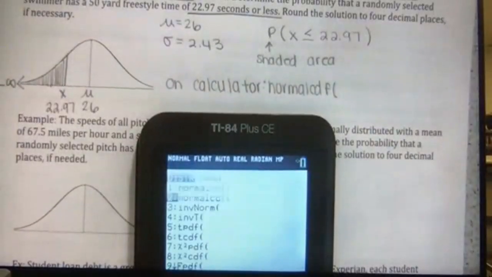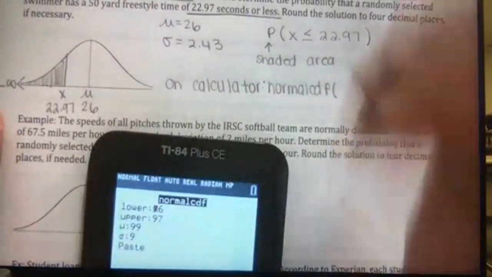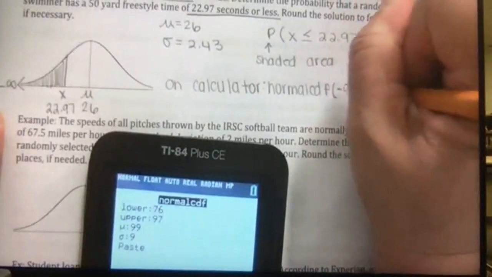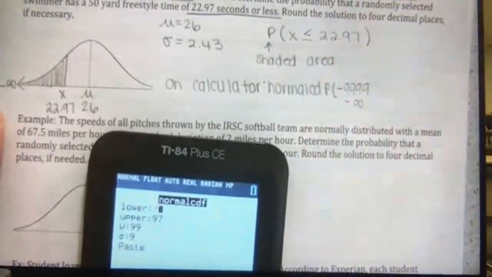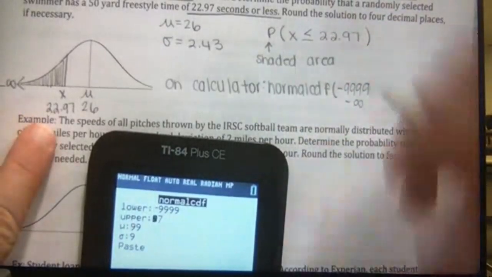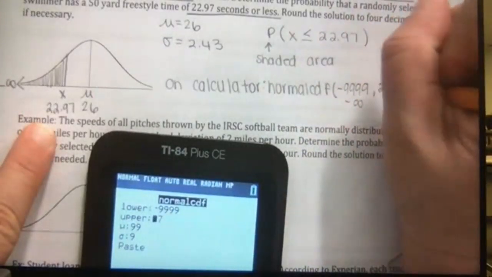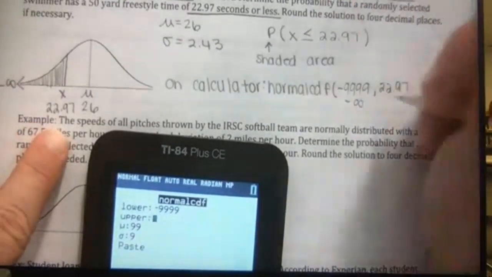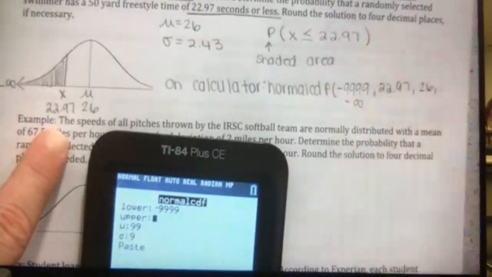Second vars, normal CDF. Our lower limit on the left-hand side of our shaded area is negative infinity, so we're going to put that into our calculator as negative 99999. Our upper limit is 22.97. Our mean for this problem is 26.